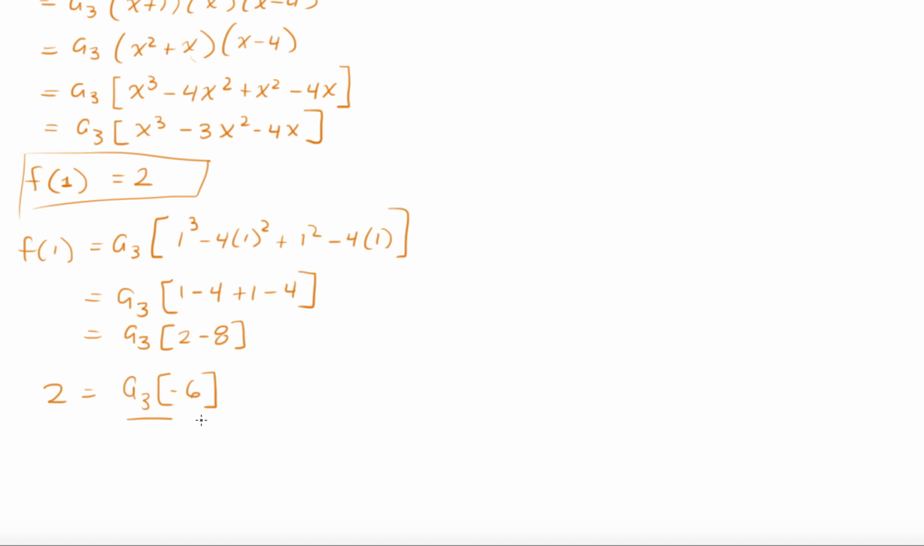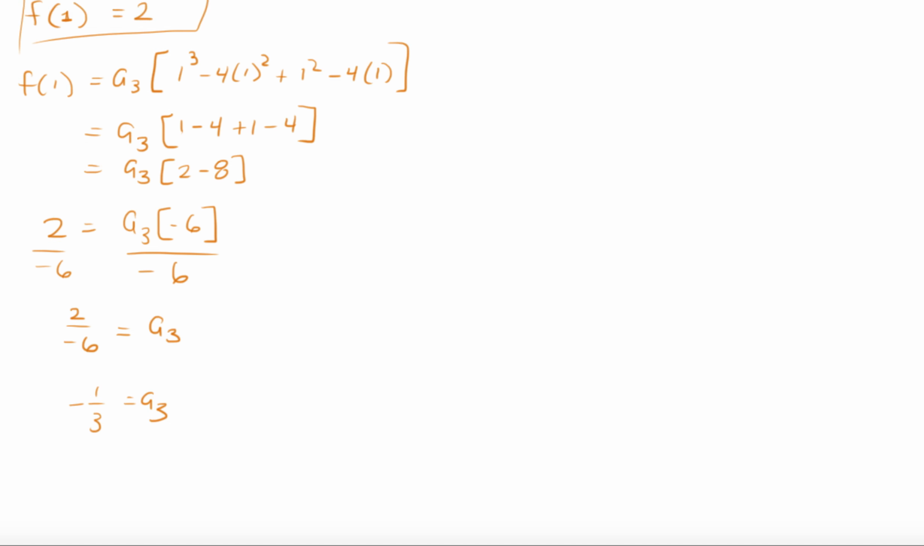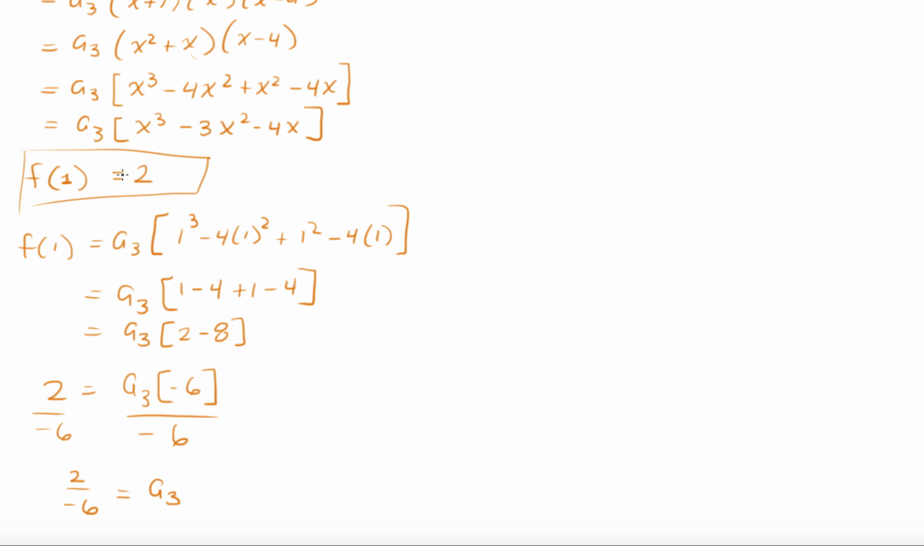So in order to find a sub 3, we divide by -6. 2 over -6 equals a sub 3, okay? Which means that -1/3 equals a sub 3. And then you will just plug that into your function, okay? So this becomes -1/3 times x cubed minus 3x squared minus 4x. And if you want to simplify it, you just distribute the -1/3 and you have this. And that'll be your final answer.